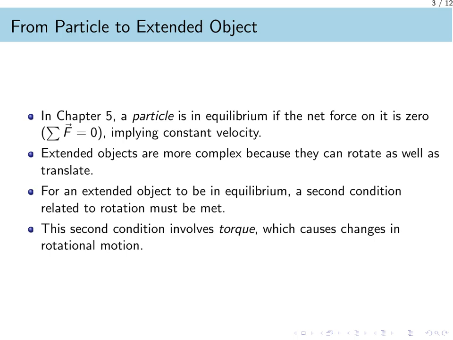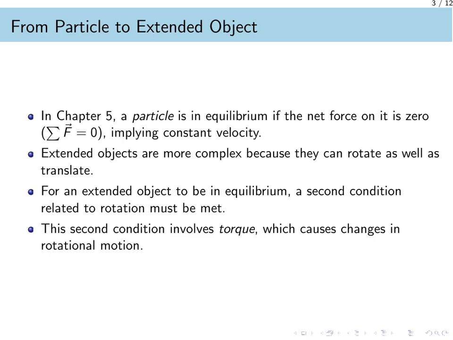We will now expand our understanding of equilibrium from simple point particles to more realistic, extended objects. Previously, we defined equilibrium for a particle as the state where the net force is zero, resulting in constant velocity. But real-world objects have size and can rotate, so this condition is not enough.